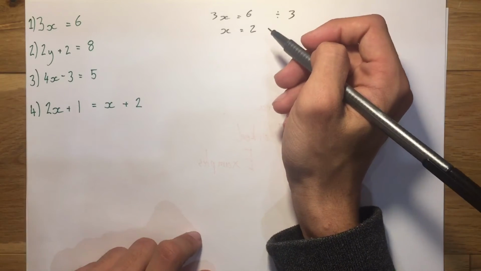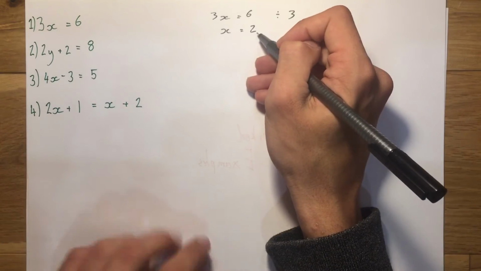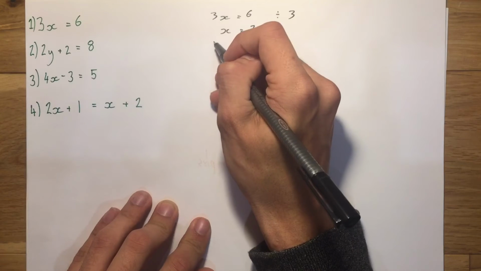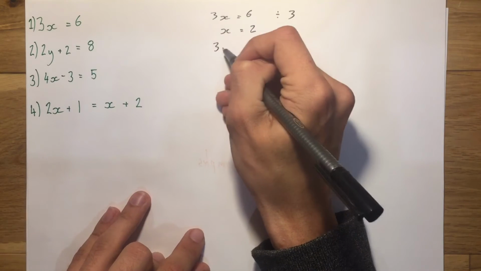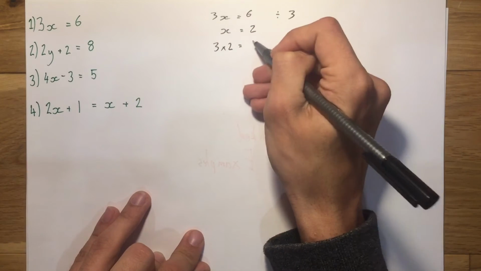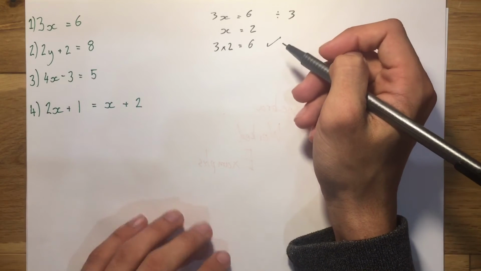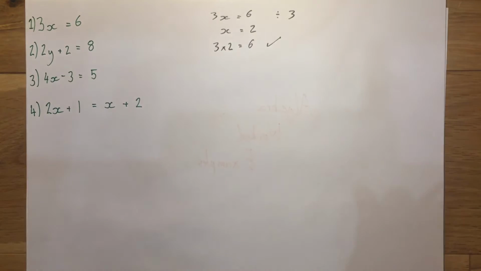To test that this is the correct answer, we're going to put 2 back into the equation. So 3 times 2 is equal to 6. And yes, we know that is correct. Okay, moving on to question 2.